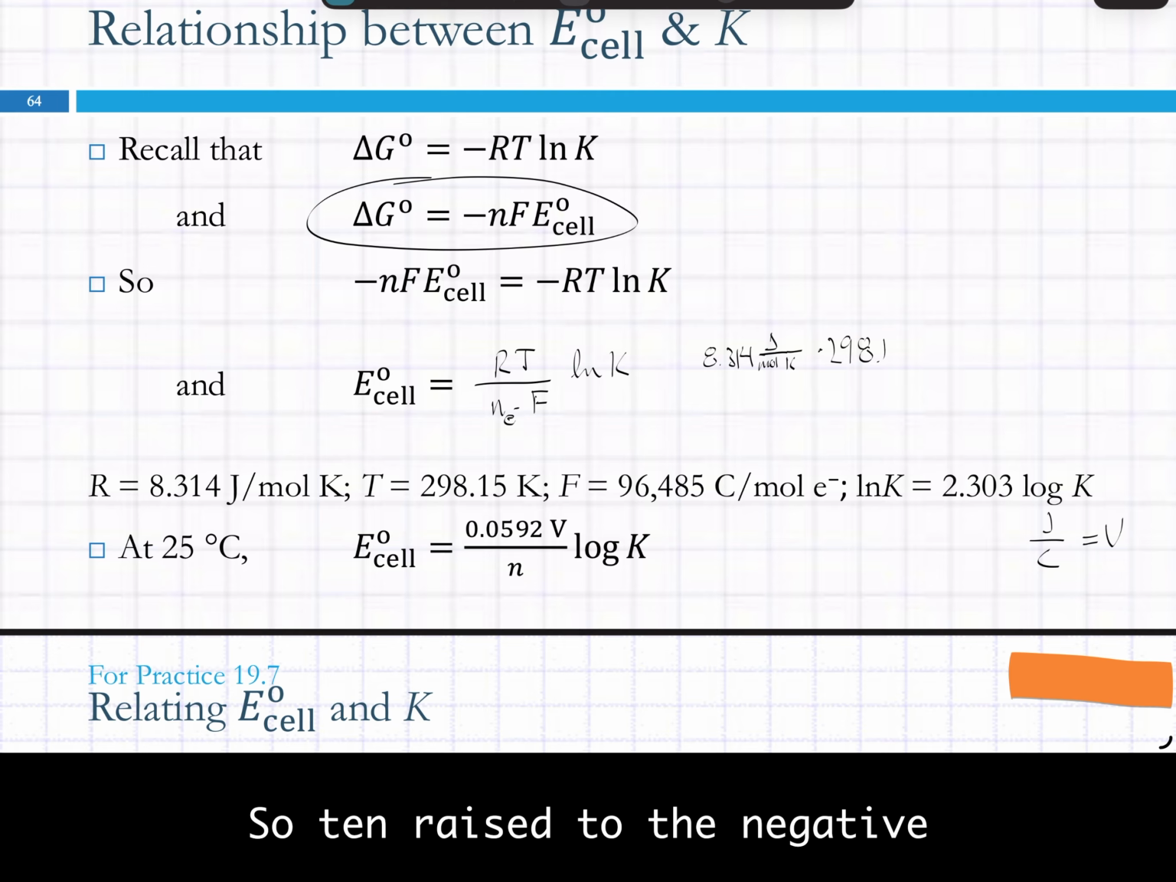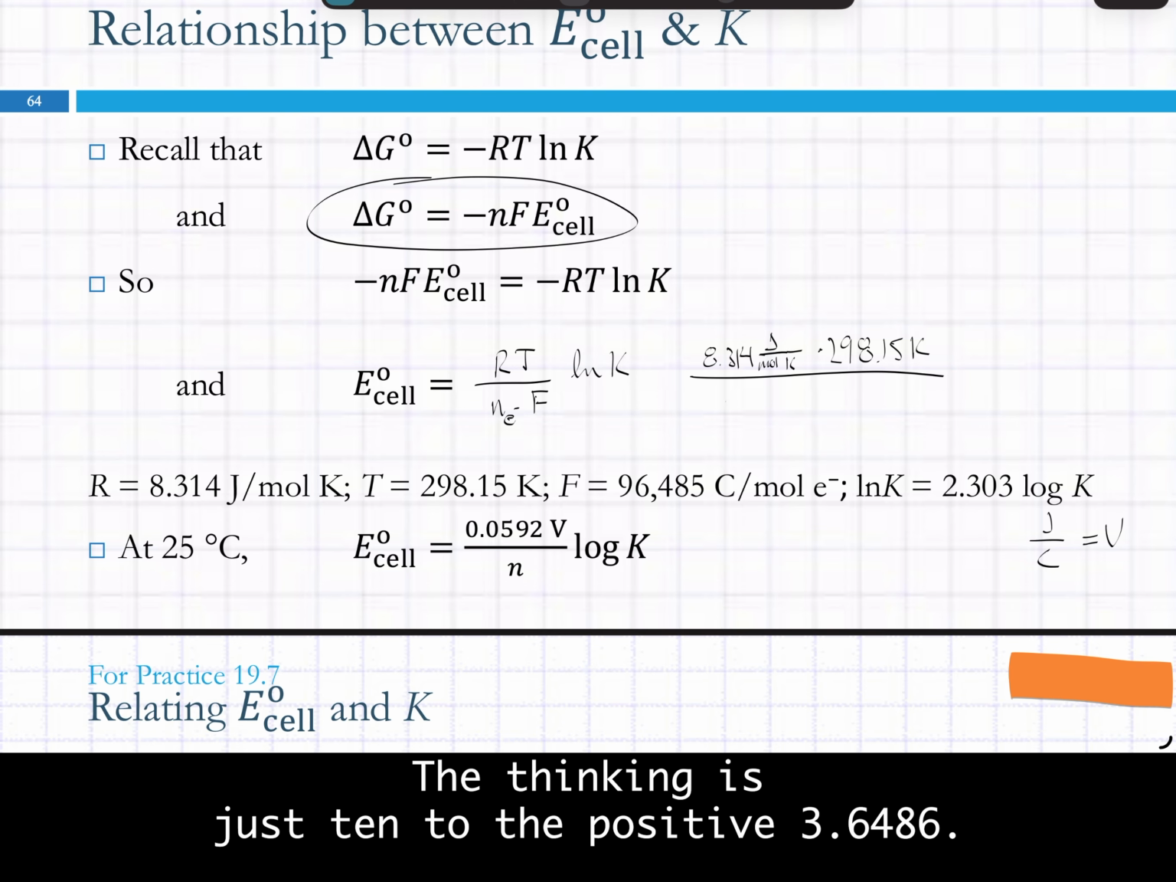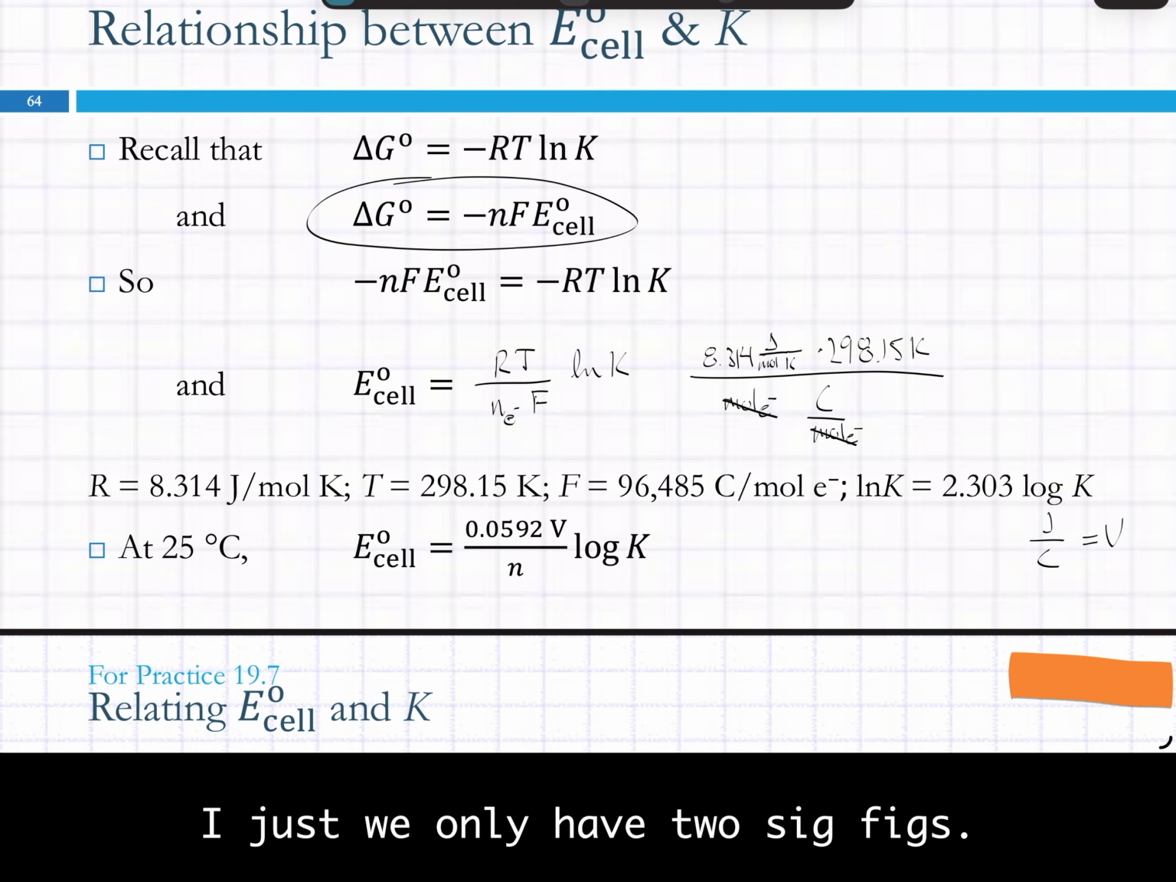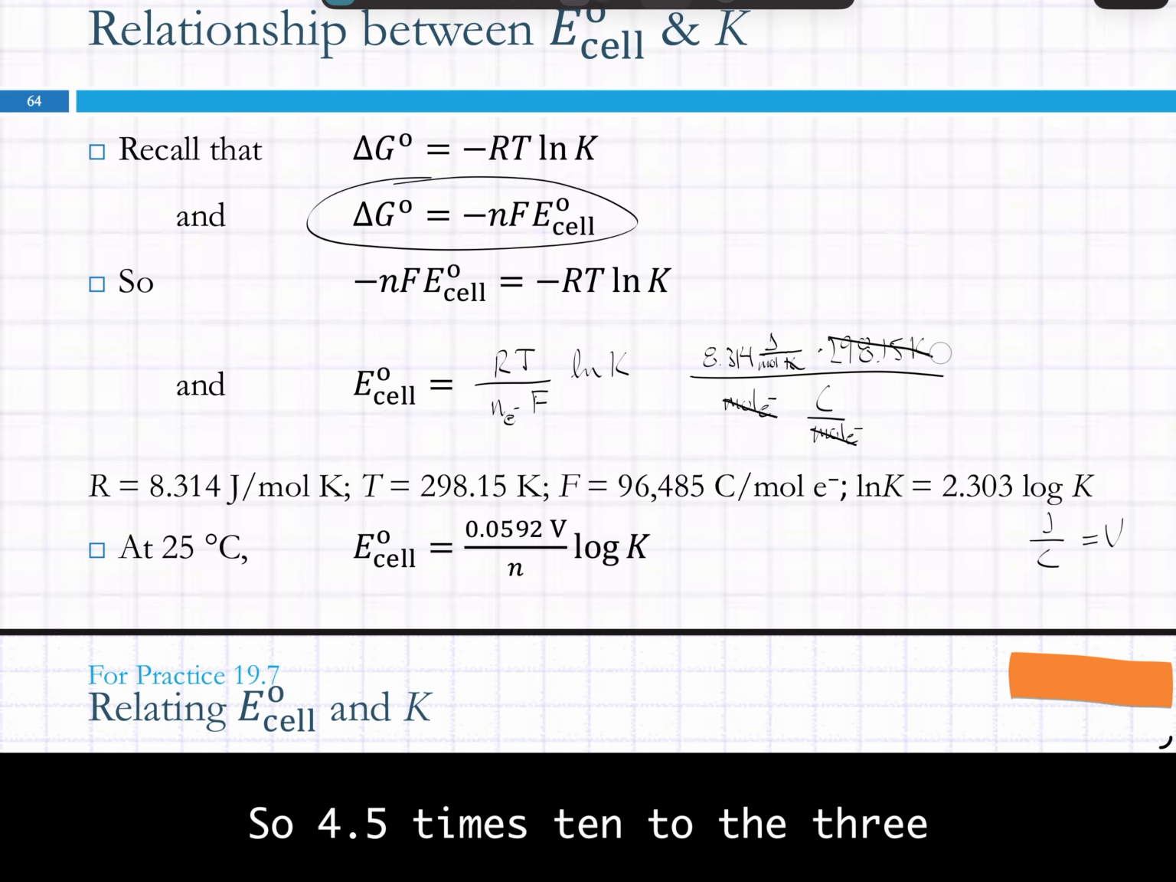So 10 raised to the negative, not the negative, wow. Thinking pHs, just 10 to the positive 3.6486. So this is 4.452 times 10 to the 3, which equals K. I guess we only have 2 sig figs, so 4.5 times 10 to the 3 equals K.